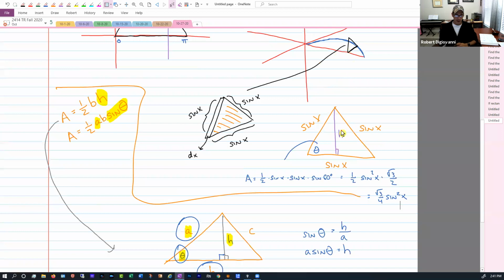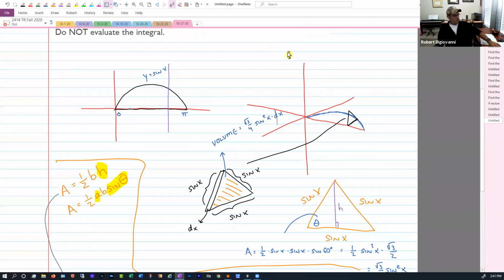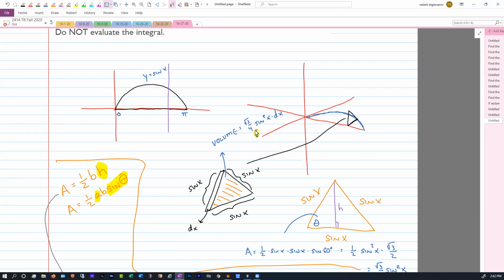All right, so the area of that triangle is √3/4 sine squared x. The thickness of that triangle is dx, right? So the volume of that one sliver, of that one piece, is √3/4 sine squared x times dx. Don't worry, we'll do another one of these problems next class, but we started with the shape, we came up with the triangle, we found the volume of this thing, and now to get the total volume, what do we do? Add them up, right? All of them, integrate.